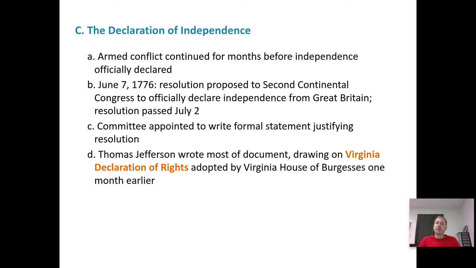In June of 1776, the Second Continental Congress decided to have a committee to write our independence document. Five people were put in charge of writing this document. There's three biggies that we should know. One of them is Thomas Jefferson. Second one is John Adams. And the third one is Ben Franklin. There's also Roger Sherman of Connecticut. But they were given the task of writing this document that would officially declare our independence.